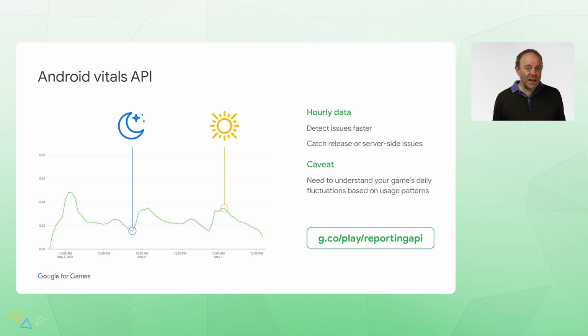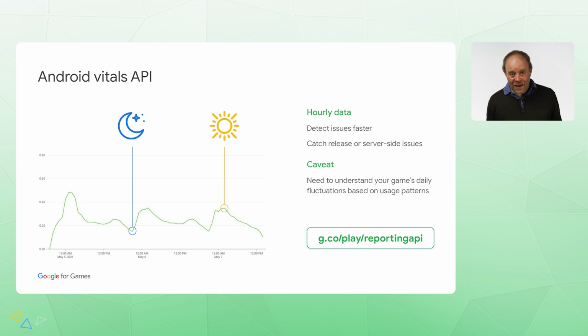Your hourly crash and ANR rates might have daily cycles based on time of day and local usage patterns in different parts of the world that you'll need to understand in order to interpret the hourly values. To find out more about our hourly vitals, please see our API documentation at the link on the screen.